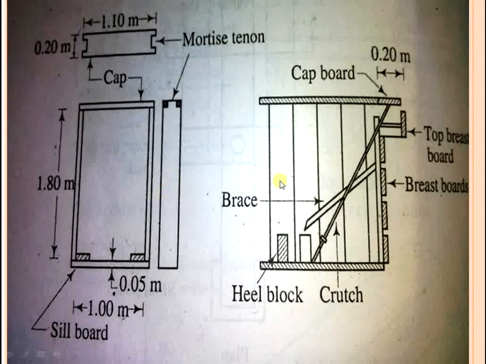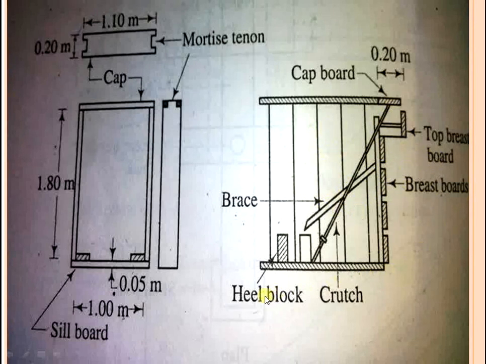Next, we move this box inside the tunnel and support it with the help of the brace, and we set the cap. This is the cap or cap board. After setting, we remove the braces one by one, excavate, and continue this army tunneling or case tunneling method.